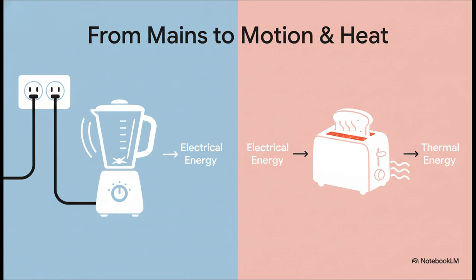A blender and a toaster both plug into the same wall socket, but they do completely different jobs, right? The blender's motor is all about converting electrical energy into kinetic energy to spin those blades. But the toaster's heating element is designed to turn that same electricity into thermal energy. It's the same principle, just a totally different end result.